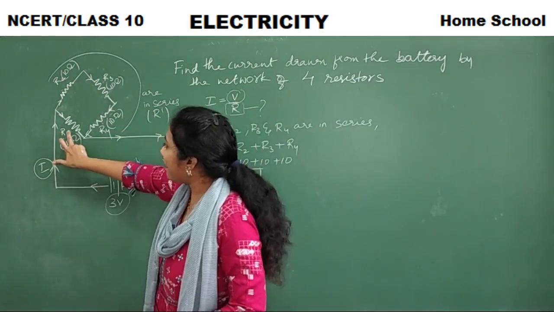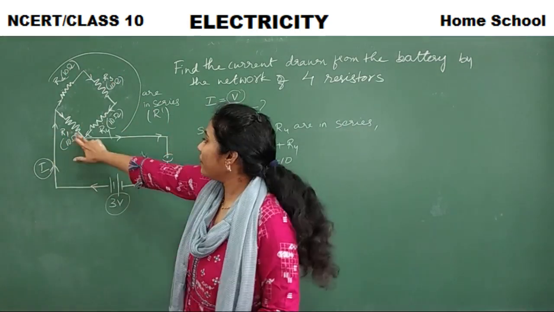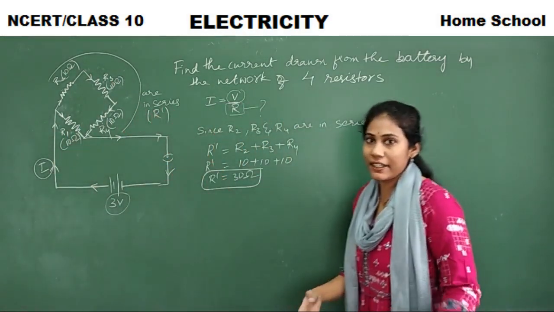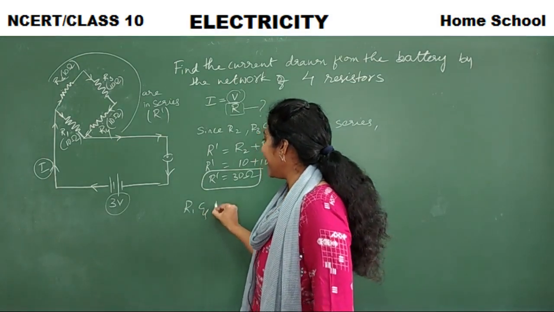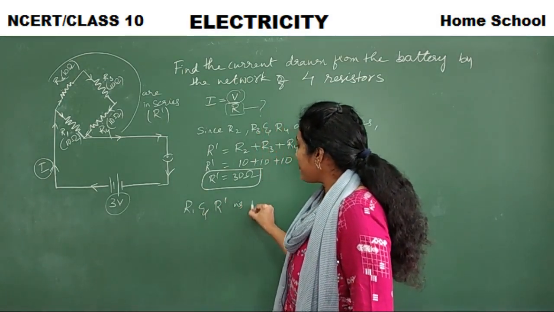Now these guys are parallel with this, no? R1 and R dash is parallel now. Okay, so what I will do? R1 and R dash is parallel.